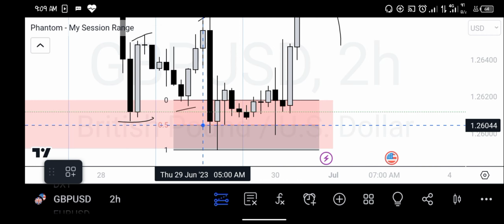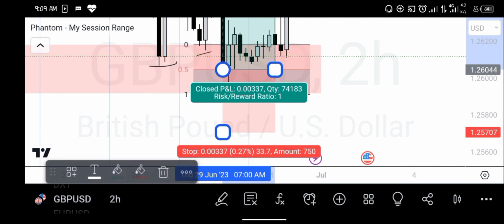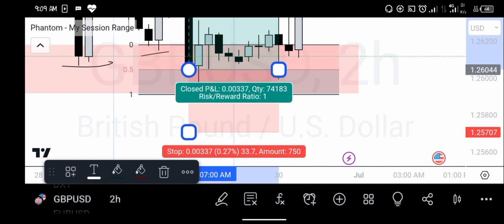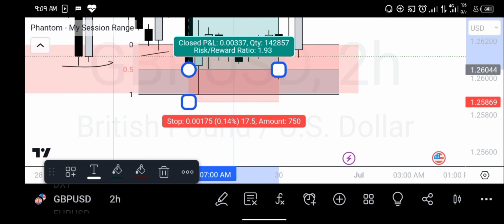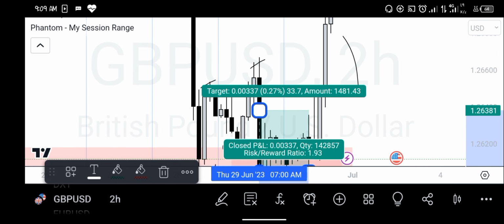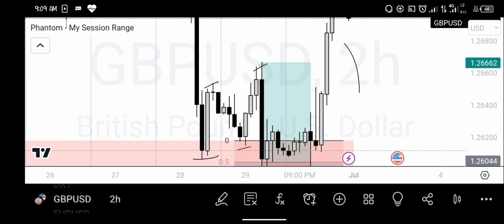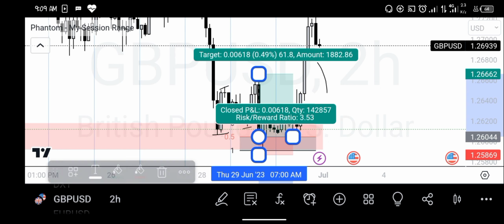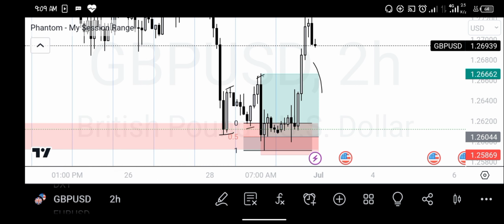I would have taken my entries from here, and I would have scaled. I would have risked about, let's say, 20. Yeah, I would have targeted the low, and my profits would have been this high. That would have been my profit. As you can see, price tapped up and took profit very, very neatly.